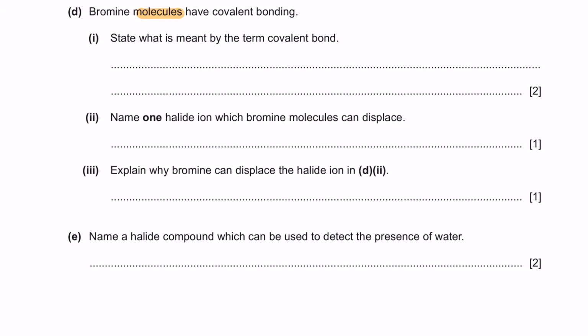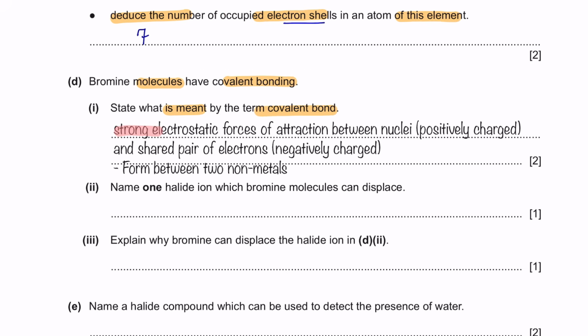Next, question D. Bromine molecules have covalent bonding. Part 1. State what is meant by the term covalent bond. Covalent bond is a strong electrostatic force of attraction between the nuclei and the shared pair of electrons, and these are formed between two nonmetals.